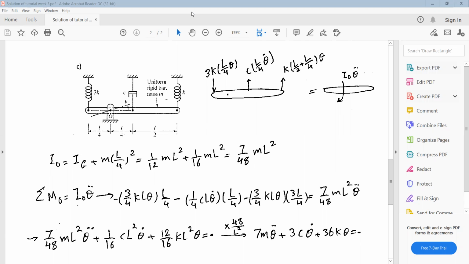It is pivoted at point O. Here you can see we have two springs, one with the stiffness 3K and the other with the stiffness K, and one damper with damping constant C. We use the degree of freedom theta. As you can see here, this is theta, and the springs are located along the bar: one here at, for example, point A. Here at point B we have another spring, and one damper here at, for example, point C.